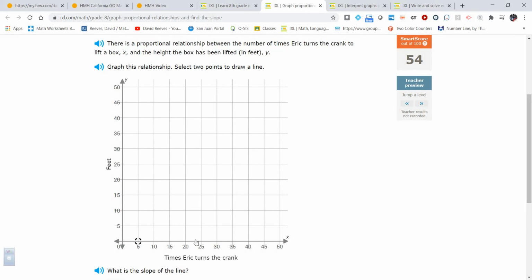All right, so he turns the crank 30 times to go 30 feet. Well, the next one would be 60-60, but it's off the graph, right? But if you think about it, if he does 30-30, couldn't he also do 20-20, right? Or 15-15, or if you want to just do 0-0, you could actually do any of those points.